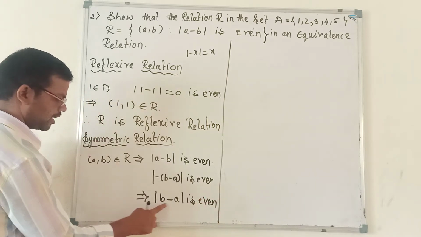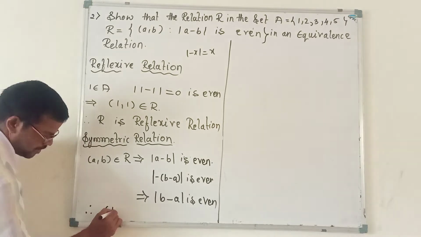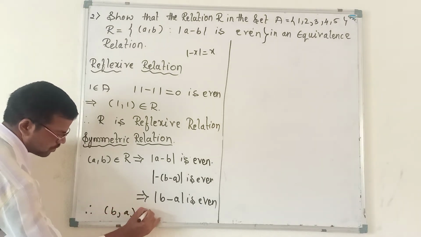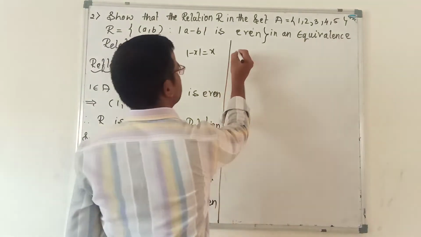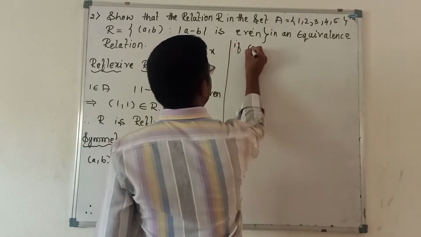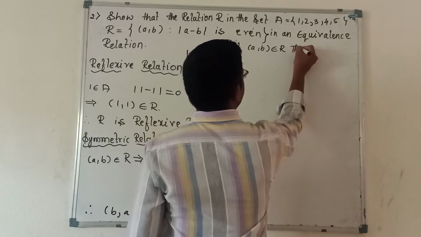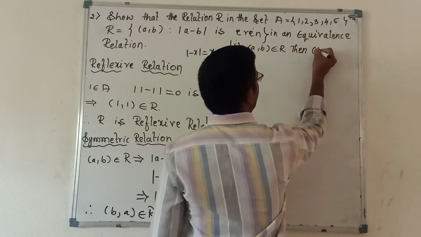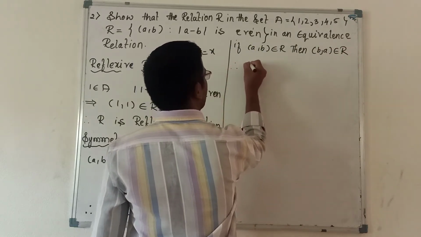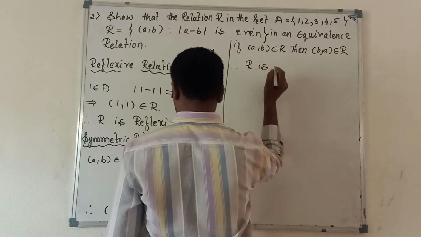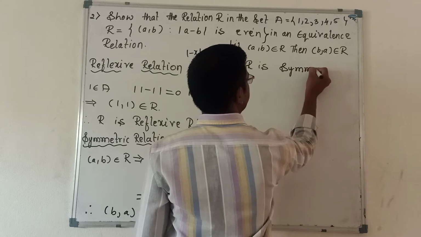So if b minus a is even, therefore (b, a) belongs to R. So if we have (a, b) belongs to R, then what did we get? Then (b, a) belongs to R. Therefore R is what? Symmetric. R is symmetric.